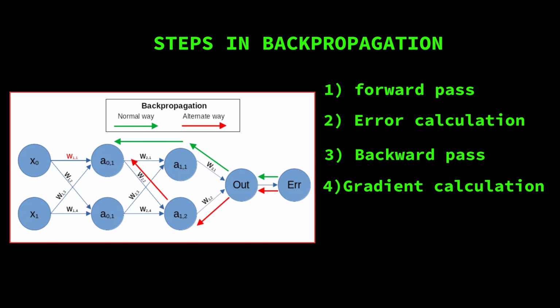The next step is to use the gradients calculated in the previous step. The weights of the connections between nodes are updated in the direction that minimizes the error. This update is done using a learning rate, which controls the size of the update. Finally, steps 1 to 5 are repeated for each input in the dataset, until the error is minimized to an acceptable level.